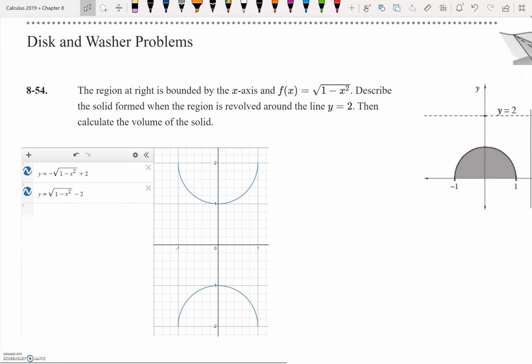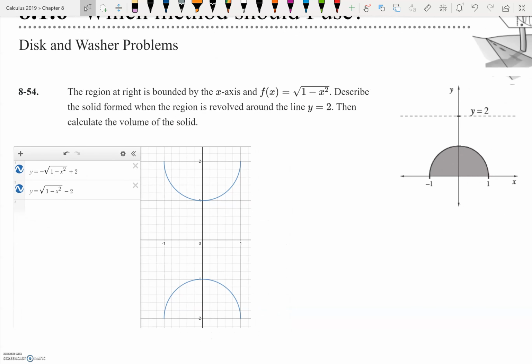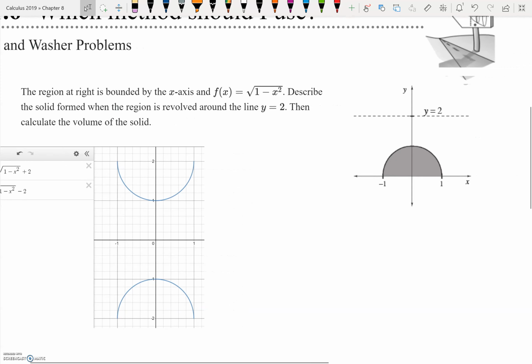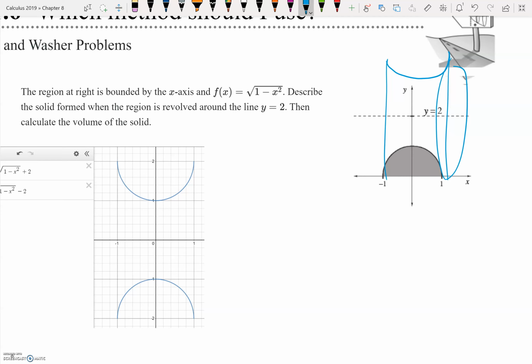So we're going to do 8-54, and it says that we've got this hemisphere over here, and this is the equation of our hemisphere, and we're going to describe what happens when we revolve this line around y equals 2. So I guess we'll do something like this, and then we'll get this kind of figure, and we're going to try and find the volume of that.